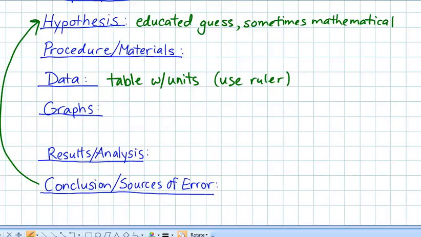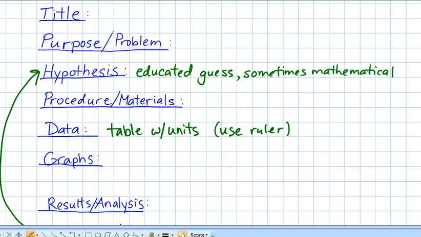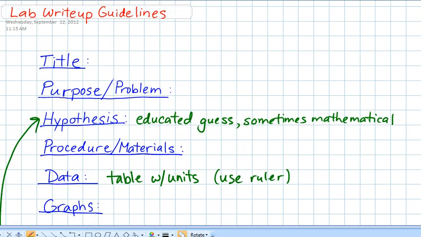So this is the basic structure for most lab write-ups. And depending on what lab you do, this will vary a lot. You might have a lab where you don't have to do a hypothesis. It might be an investigation. You just want to see what happens. It might be very specific where the purpose and problem is given to you. It's all going to vary.